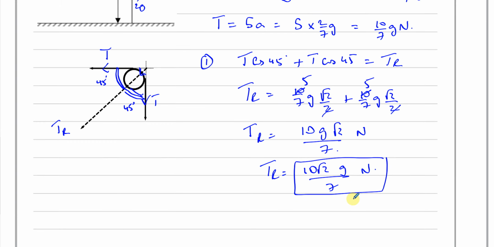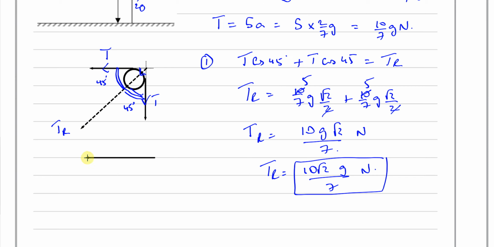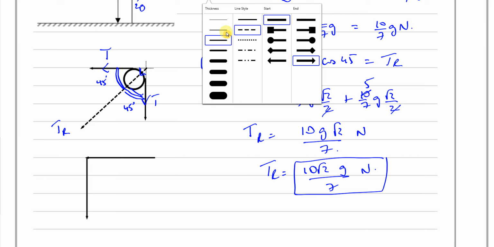Now, we could have also done this in another way using vector diagrams. So I could say, let's draw the first tension, which is horizontal, and then draw the other tension, which is the same length as the first tension. And the resultant of the two tensions is going to be in this direction here.